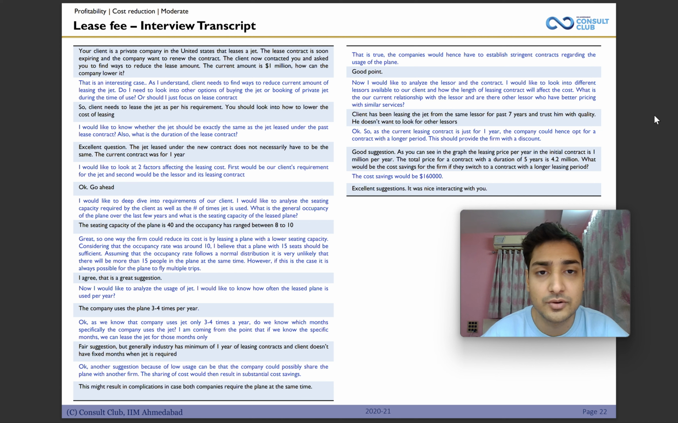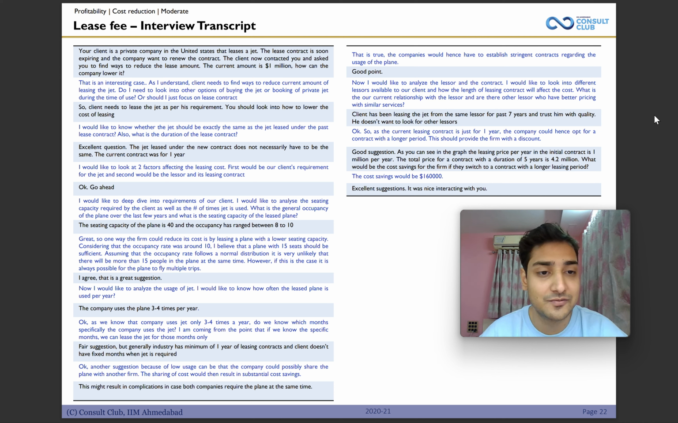And what would be the cost saving for the firm if they switch to the contract with the longer leasing period? The cost saving would be 800,000 for 5 years. Yeah, the numbers are pretty messed up, but there is a substantial cost saving. Excellent suggestions. It was nice interacting with you.